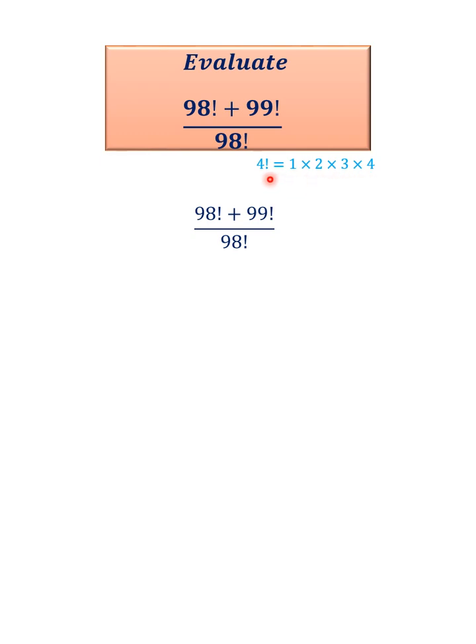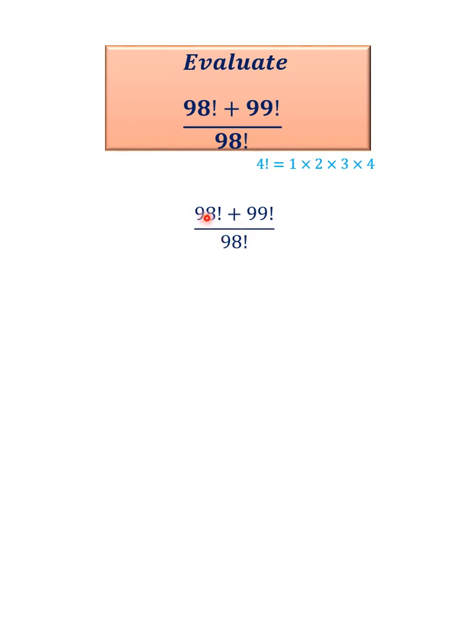So 4 factorial is equal to 1 times 2 times 3 times 4. 5 factorial will be 1 times 2 times 3 times 4 times 5. 6 factorial will be 1 times 2 times 3 times 4 times 5 times 6. That is what factorial is. Multiply 1 times 2 times 3 continuously until you get to the number you are looking for its factorial. It is that simple. So now we want to evaluate this factorial.